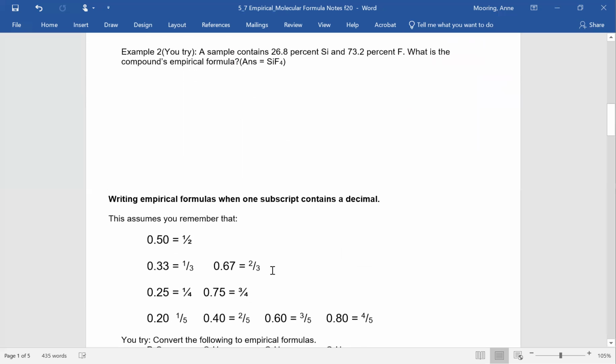Here's another example. I want you to try it. A sample contains 26.8% silicon and 73.2% fluorine. What is the compound's empirical formula? I know I've given you the answer, but let's see if you can do the math to make it work out. Remember, this means you have 26.8 grams of silicon in an imaginary sample and 73.2 grams of fluorine. So pause and see if you can get the correct answer.